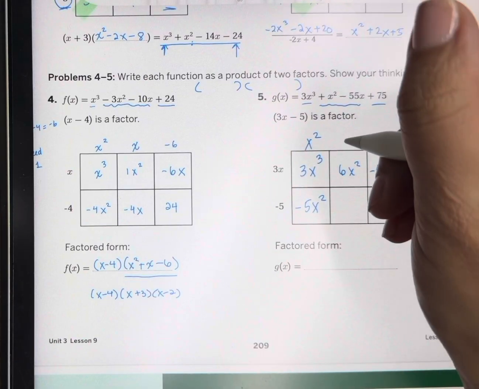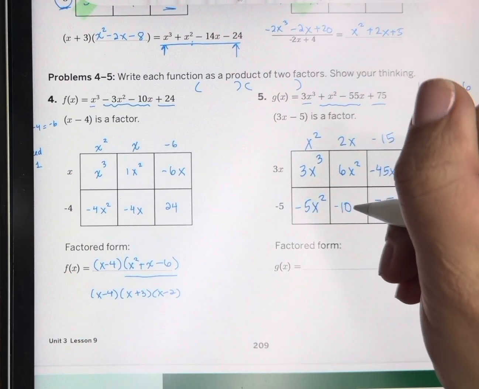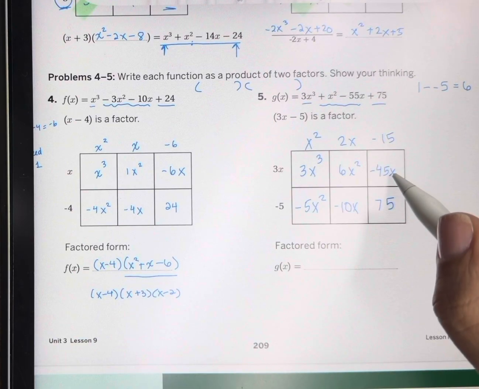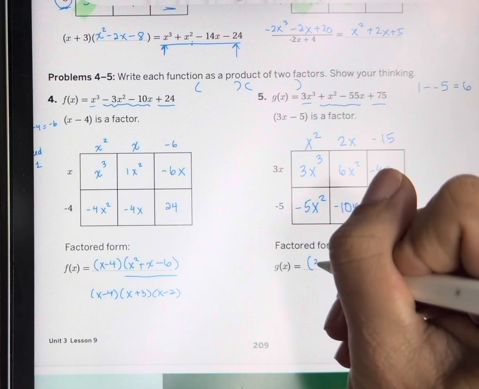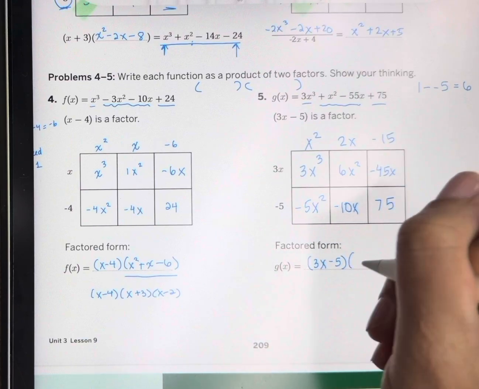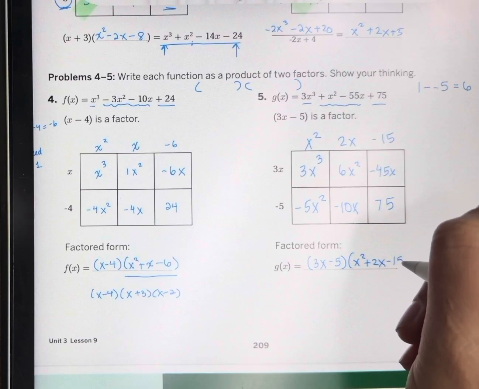Now that that's a 6x squared, I just need a 2x right there. And then 2x times negative 5 is negative 10x. And negative 10x minus 45x is minus 55x. This proves that I did it right. And now I can write this as 3x minus 5 times x squared plus 2x minus 15.